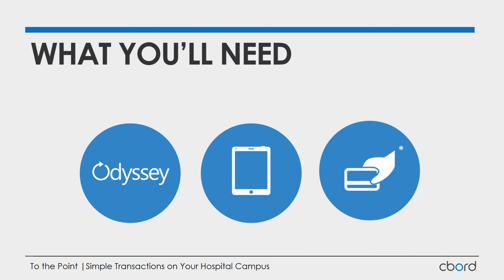So what you'll need is the main component you already have, which is Odyssey. You also need some sort of web-enabled device. That can be a laptop computer with a card swipe. It could be a mobile phone, an Android or an iOS device, or a tablet of one of those two operating systems. And then lastly, you can add an additional card swipe to any of those to complete the transaction faster than you would by typing the ID number in.